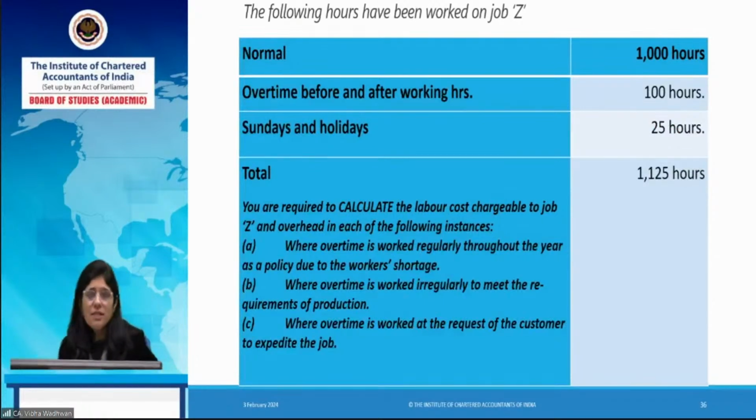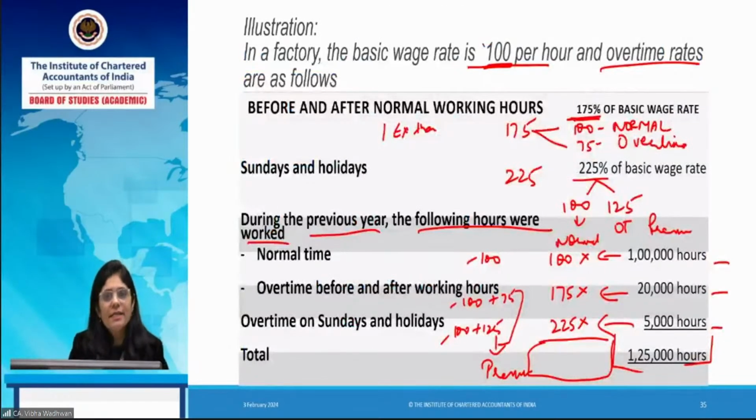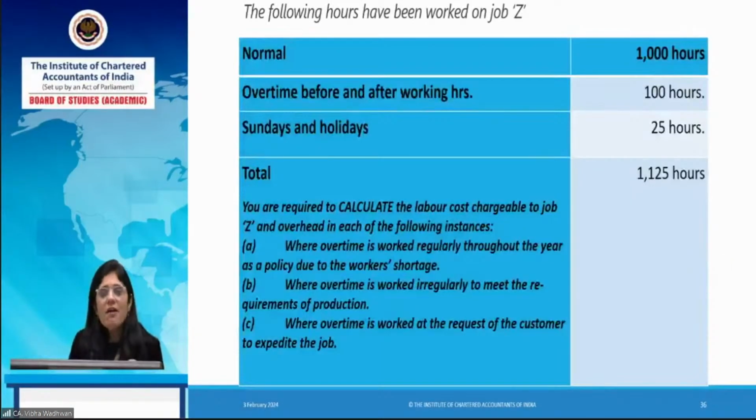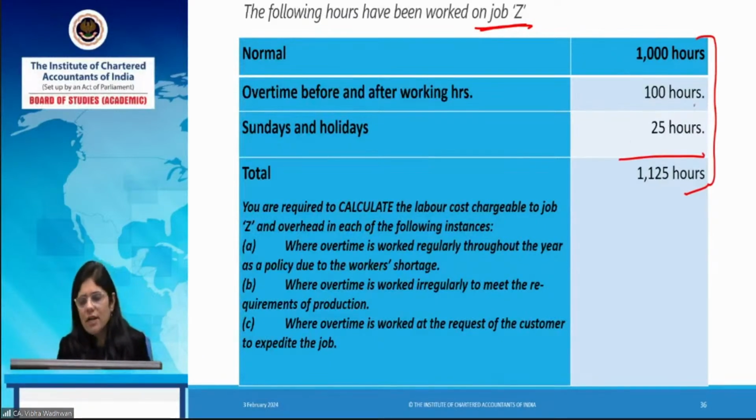Okay. So the question is they have given the total hours of the organization. We have to calculate the rate per hour and then we have to allocate on job Z. So this is how it is done. First, you have to calculate total labor cost. Then you have to calculate the rate per labor hour. And then according to the rate per hour, you will allocate the labor cost on job Z. Clear? And the time spent on job Z is given. So 1,000 normal, overtime 100 and Sundays and holidays 25. So total hours spent on job Z is 1125 hours.